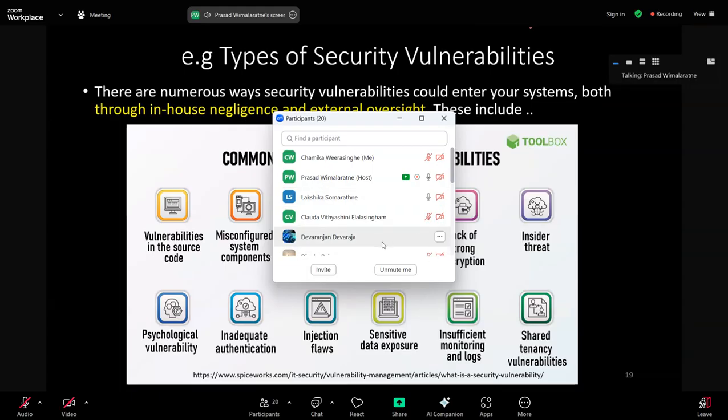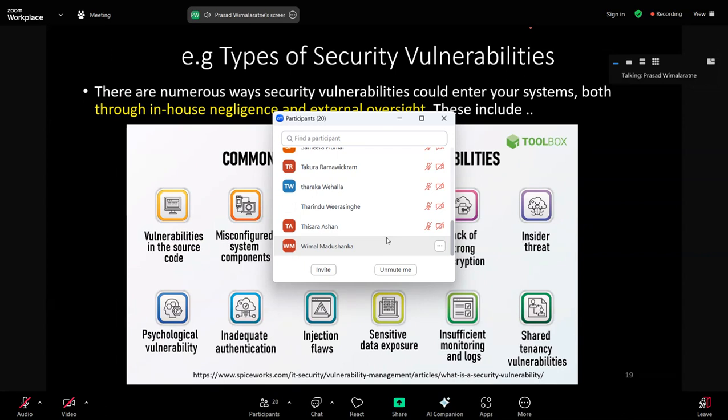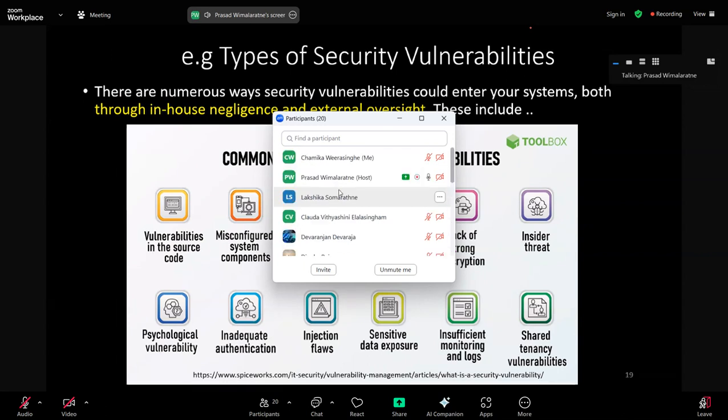But how do they creep into our systems? The next question is, okay, we know there are vulnerabilities, but what are the different ways that they can creep into our systems? It can be due to in-house negligence, or it may be due to external oversight. So there are a lot of things we can think of. Here's just a sample showing the gravity of the problem.